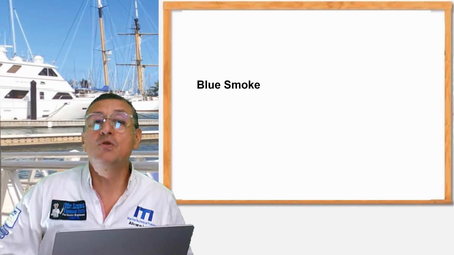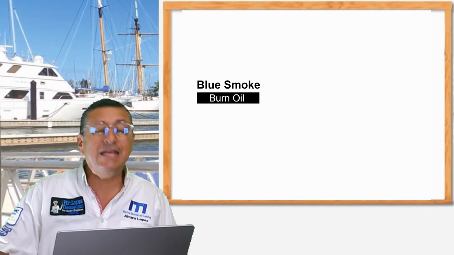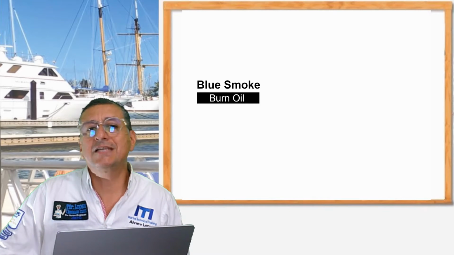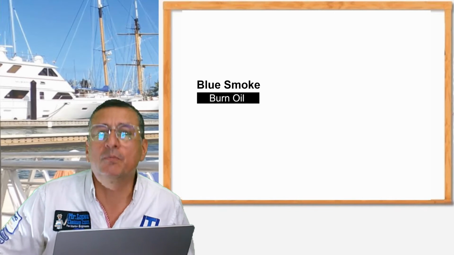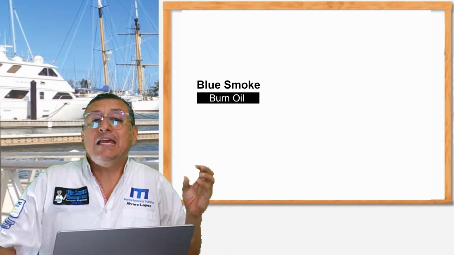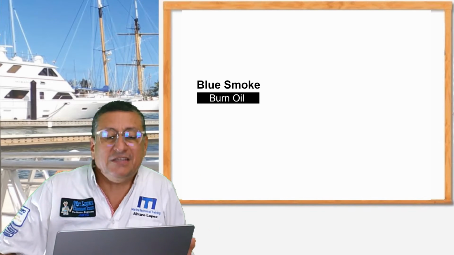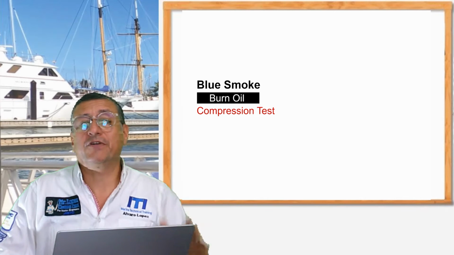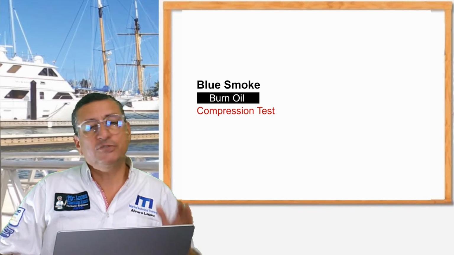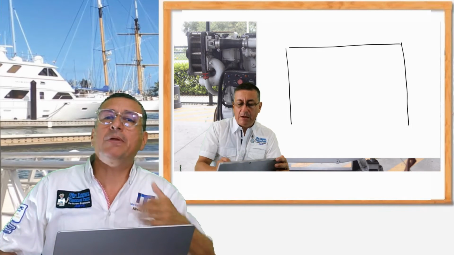The next one is blue smoke. My friends, blue is basically oil, burned oil. Excessive amount of oil in the combustion chamber. And we are going to check how oil can be introduced into the combustion chamber. What is the procedure? Okay, of course, my friends, you need a compression test. You need to do the compression test to evaluate what happened with the engine.